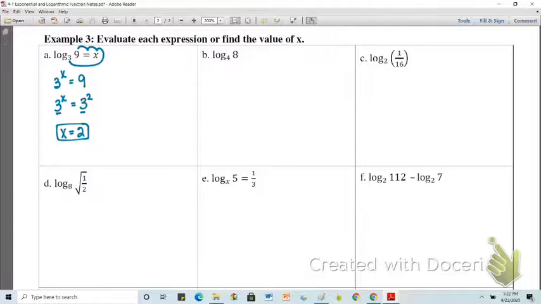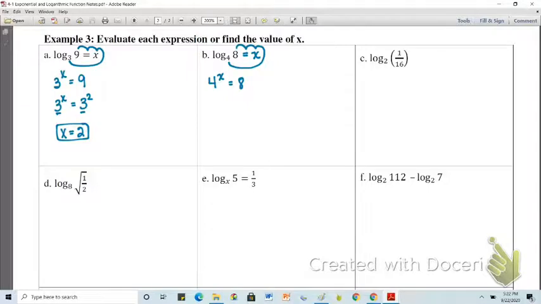So for letter B, first things first, I'm going to set equal to x. So what I'm asking myself, 4 raised to what power gets me 8? Well, this one I'm not too sure, so let's go ahead and write it out. So I draw my little hand. 4 raised to what power gets me 8? I can't rewrite 8 as 4 to some power. 4 to the first is 4. 4 squared is 16. That doesn't work.